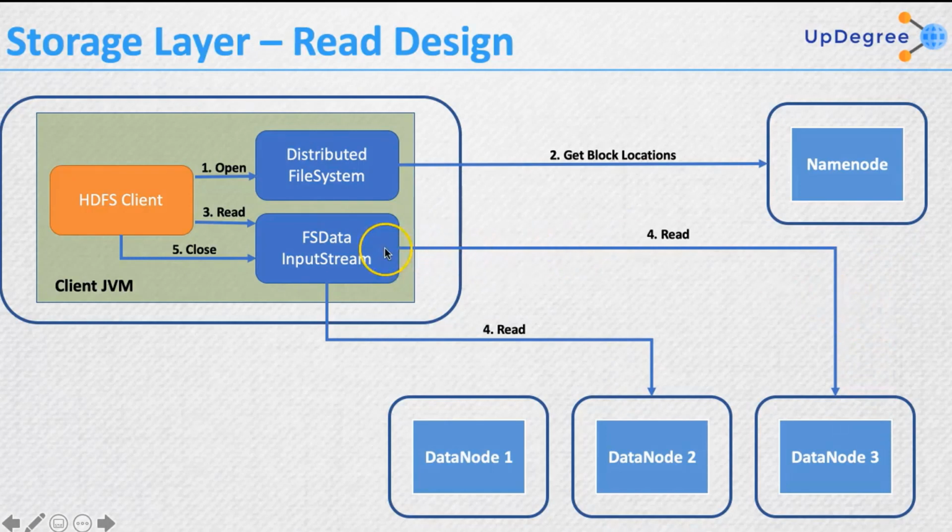Once the data is read, and the read happens in parallel. Say you have 10 blocks, so the 10 block reads will happen in parallel, because it will go to each of the data nodes to read those particular blocks of a file. Once the read has been completed, the connection will be closed by the HDFS client.